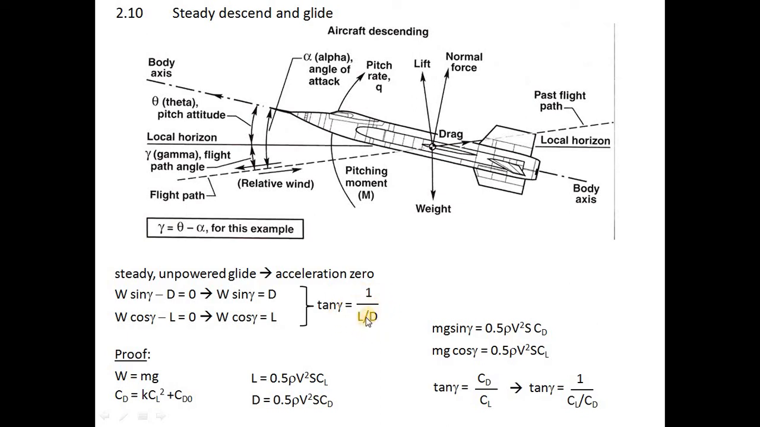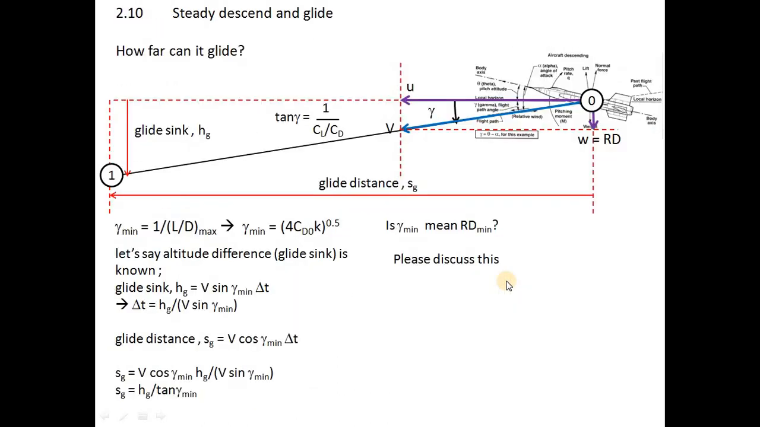You don't need thrust. You just find the wind, gust wind or thermal, that can give you upward movement. It will soar up again, and later on it can glide with a minimum sink angle or rate of descent, minimum gamma. Okay, let's move on.